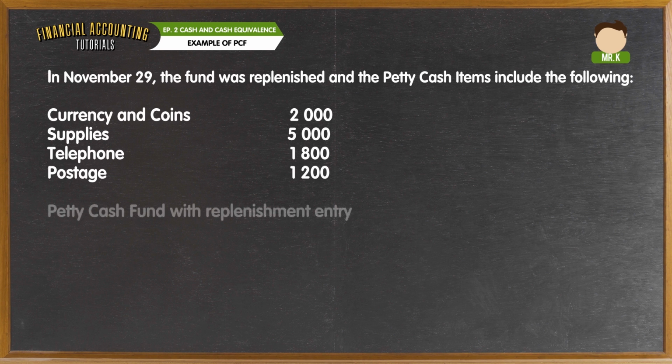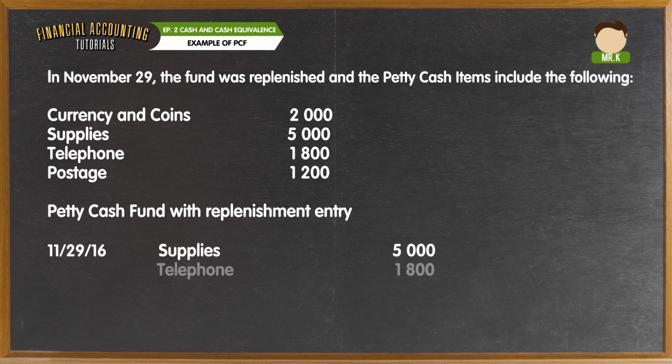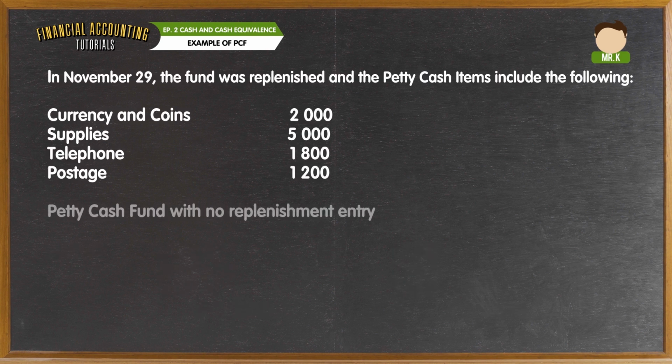So the entry would be to debit supplies 5,000, debit telephone 1,800, debit postage 1,200, and to credit cash in bank 8,000. Since there is replenishment made, then we credit cash in bank, but if there is no replenishment made, another entry will be followed.